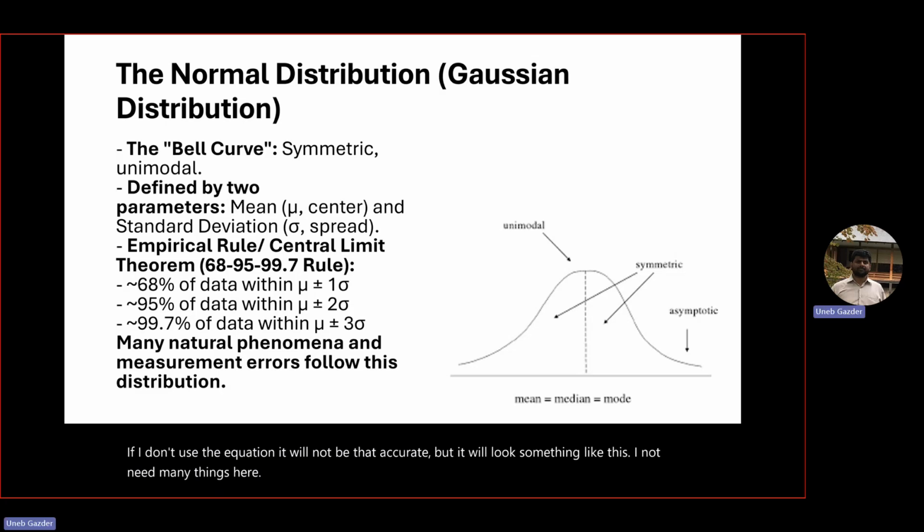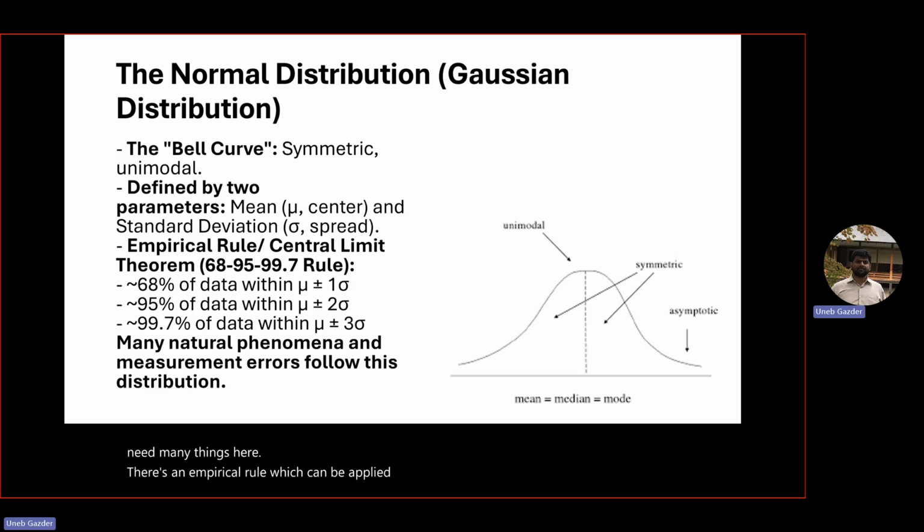There is an empirical rule which can be applied to this type of distribution. That empirical rule is called the central limit theorem. Central limit theorem, I mentioned asymptotic, right? Asymptotic means what? Okay. So this is what the central limit theorem is saying. It's saying that if you take one standard deviation of space in the center of the data, you will cover 68% of the data.